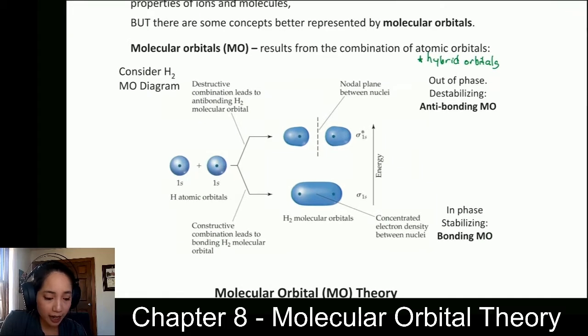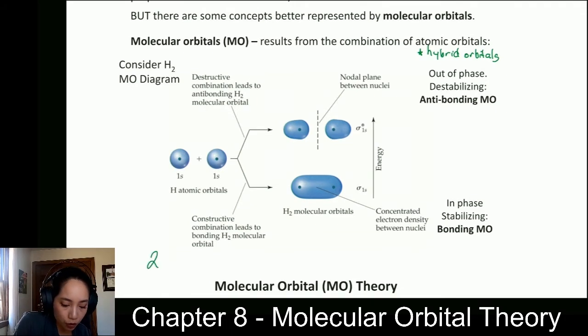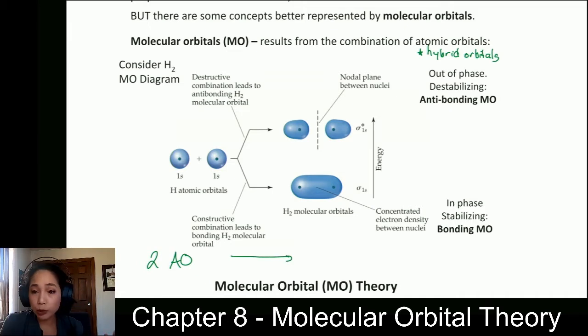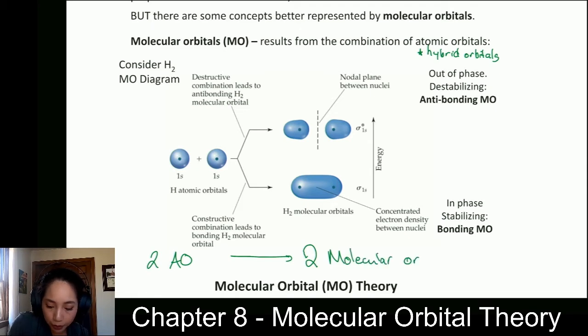So here is a molecular orbital diagram, where we're combining atomic orbitals to make diatomic hydrogen. So we take the atomic orbitals from each of the hydrogen atoms. All right, so there's an electron in a 1s orbital on one hydrogen and another electron in a 1s orbital on the other hydrogen. So we bring together two atomic orbitals. And when we bring them together to make a molecule, we make two molecular orbitals.